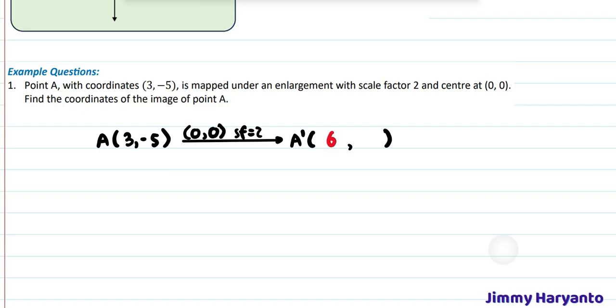And then sorry, this one is ky before. Because the y is negative 5 and the k is 2, that means negative 5 times 2 will become negative 10. So that is how you calculate the image of a point after it is enlarged.